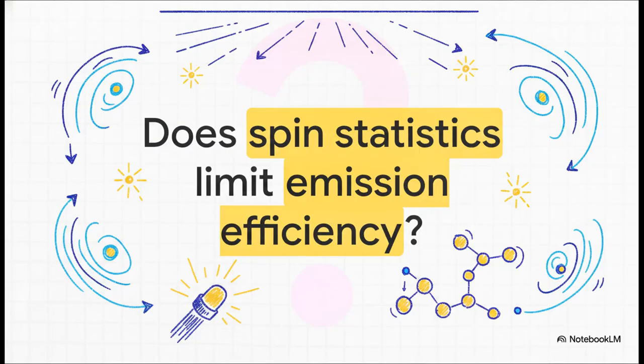So this brings us to the big question, the central mystery we are unpacking today. Does the strict, fundamental math of quantum spin statistics actually dictate how much light an LED can produce? Is there a hard mathematical ceiling on efficiency built right into the universe?